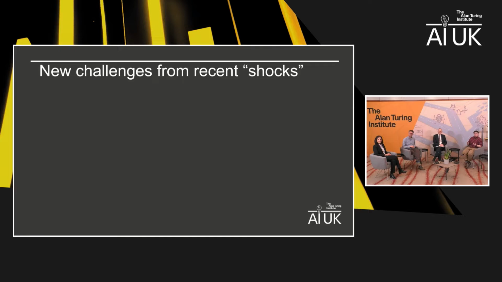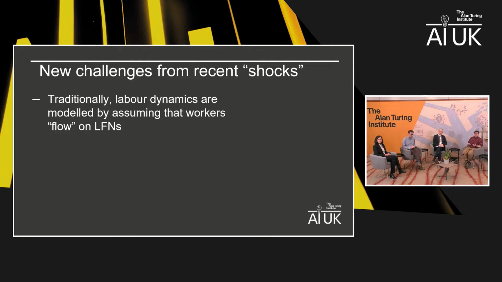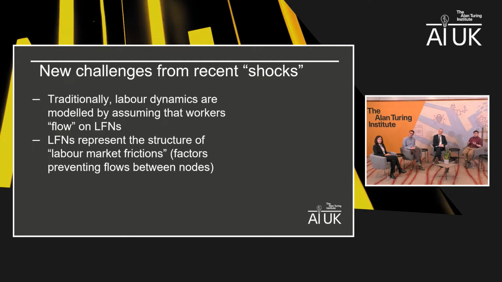However, some recent shocks have made some of the ways that we traditionally model using these networks more difficult. Traditionally, we model labor dynamics by assuming that workers flow on this network, i.e. that the way the network is structured prescribes where people can move. So if there's not a link between node A and node B, we're not seeing people switch jobs between those two nodes. This is reasonable because these labor flow networks are capturing labor market frictions, factors that would prevent me from moving between those two jobs. Maybe they require very different skill sets, maybe they're geographically very far apart, and so on.